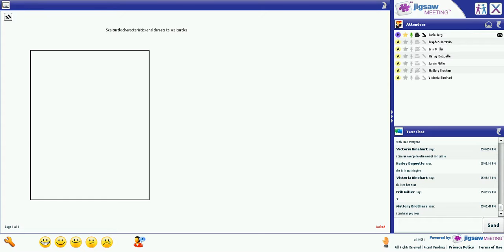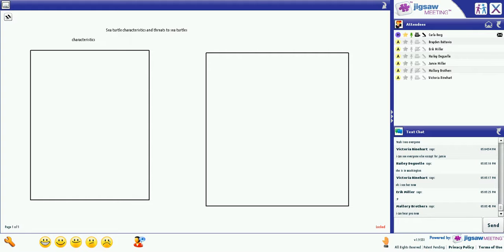So, in the first box, we are going to write characteristics. In the second box, you are going to write threats. I'm unlocking all of your whiteboards as we speak. So go ahead, I'm going to give you guys about 3 or 4 minutes. List anything that you can in either or both of these boxes.